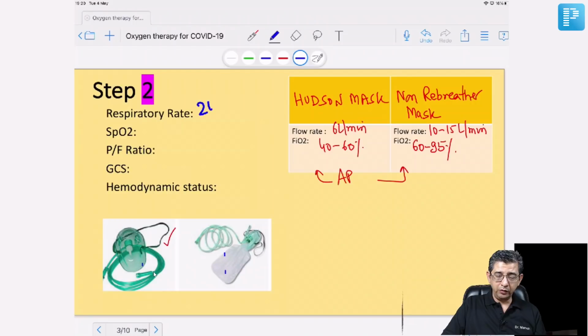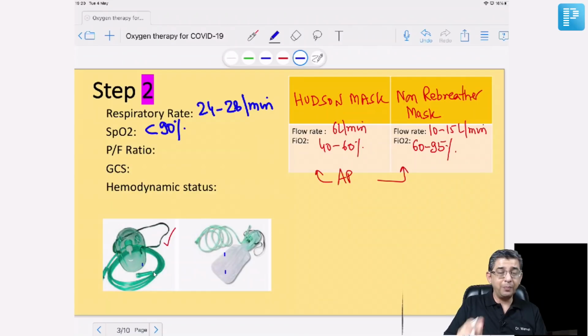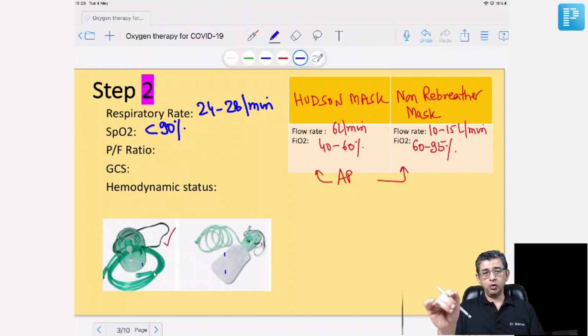If the respiratory rate of the patient is in the range of 24 to 28 per minute, don't be rigid about it. It's not only about the respiratory rate, it's about the general condition of the patient. You obviously need to look at nasal flaring, intercostal recessions, and the prominence of the sternocleidomastoid, so that would obviously matter. Now, if the SpO2 of the patient is less than 90%, and that is what is happening at the moment, most patients who are coming to you may not be complaining themselves of shortness of breath, but their SpO2 is reduced, the respiratory rate is definitely relatively faster.